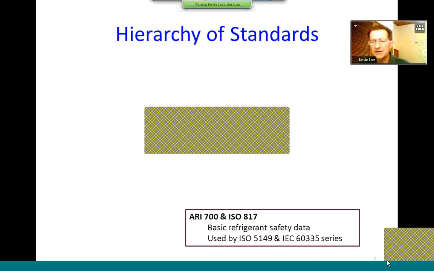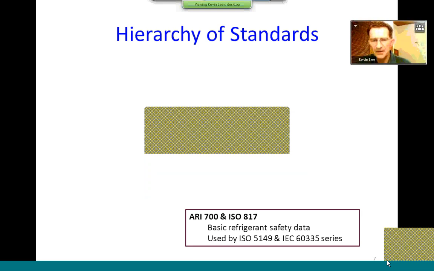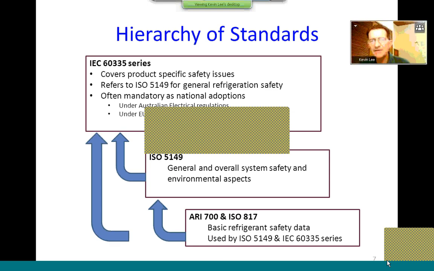Now, standards also work in a hierarchy. ANSI/ASHRAE 34 and ISO 817, one an industry standard and one an international standard, both give very basic refrigerant safety data. These standards are used in turn by ISO 5149. ISO 5149 is a general and overall system safety standard that covers environmental aspects and safety. It's an ISO standard, so it covers a whole broad suite of different products.